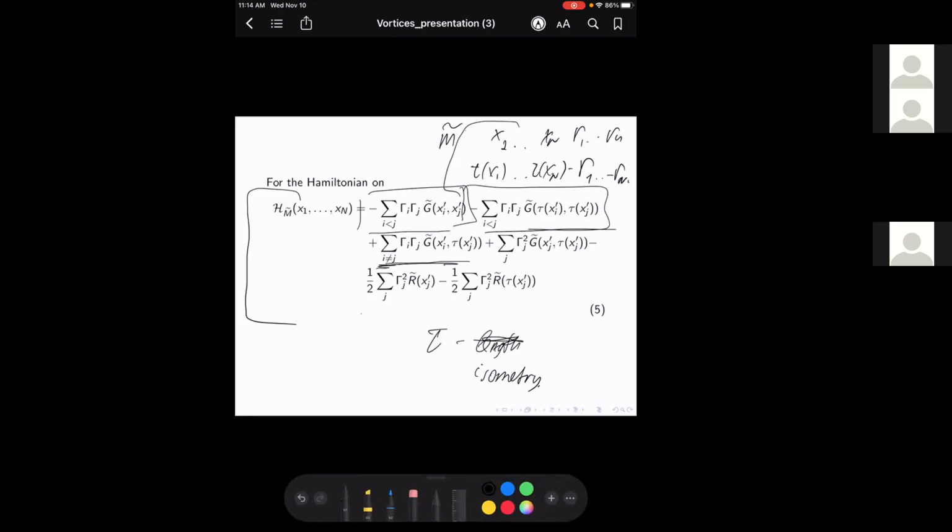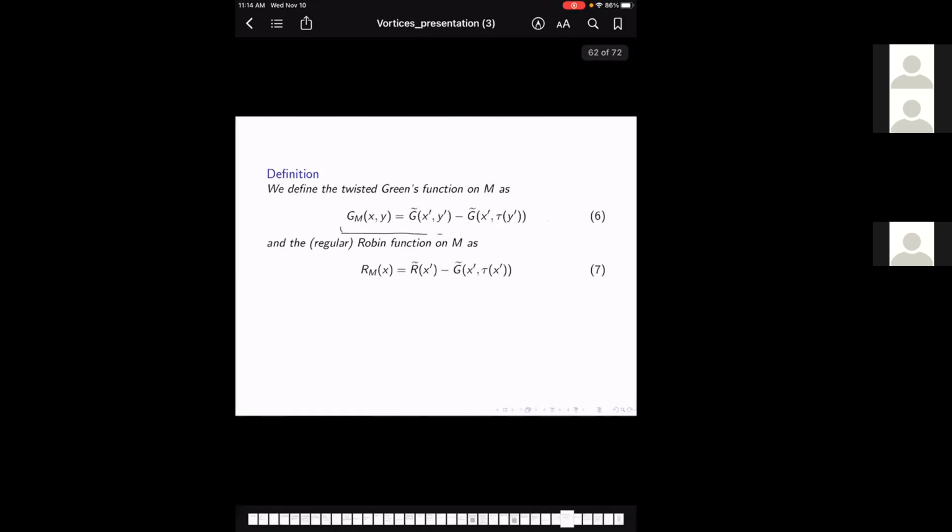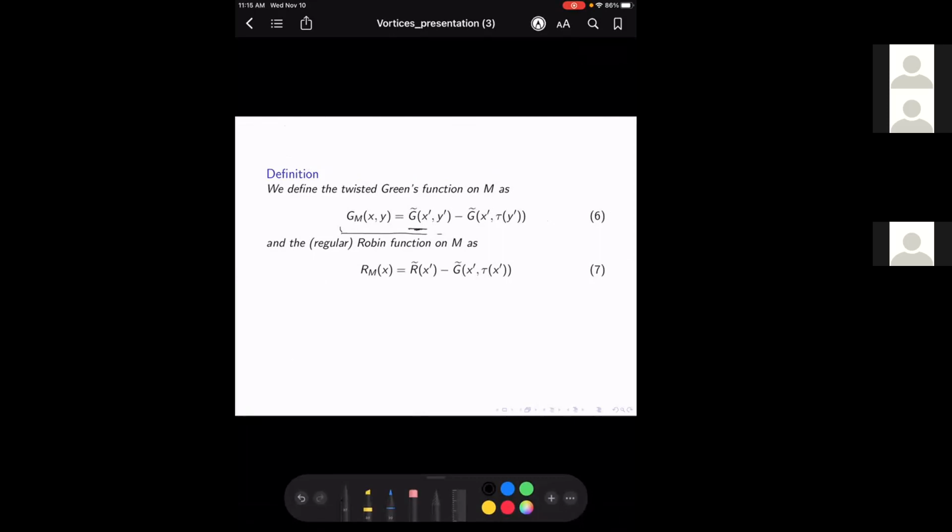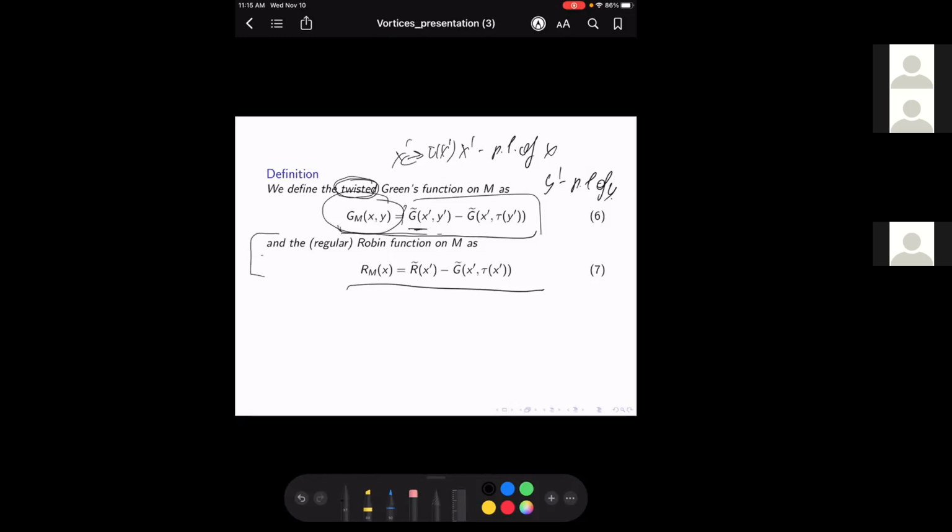So in order to write it intrinsically on M, we define the following functions. Let x prime be the preferred lift of x, and y prime the preferred lift of y. Having chosen them, we can define functions on M through functions on M tilde. So this will be a function on M tilde, but this will be a function on M. So G_M of x, y is going to be Green's function on M tilde of x prime, y prime minus Green's function on M tilde of x prime, tau of y prime. And this will be the twisted Green's function, as exchanging between x prime and tau of x prime changes its sign. The regular Robin function we define this way: R_M of x is going to be R tilde, the Robin function on M tilde of x prime, minus Green's function tilde of x prime and tau of x prime.